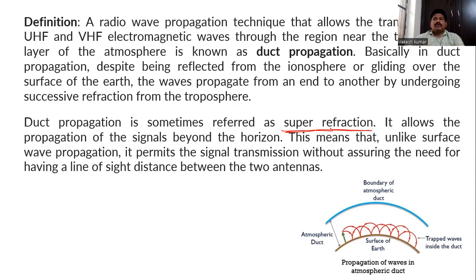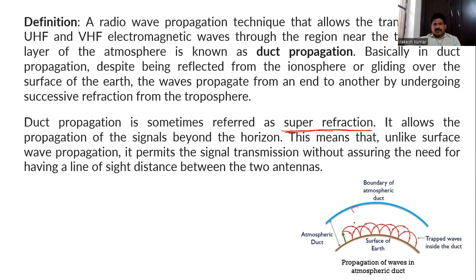It allows the propagation of signals beyond the horizon, which means that, unlike surface wave propagation, it permits signal transmission without the need of a line of sight between the two antennas. What is meant by line of sight? From the transmitting antenna, the tip of the receiving antenna should be visible, with no obstacle between the transmitting and receiving antennas. Even if LOS is not possible, we can transmit the signals.